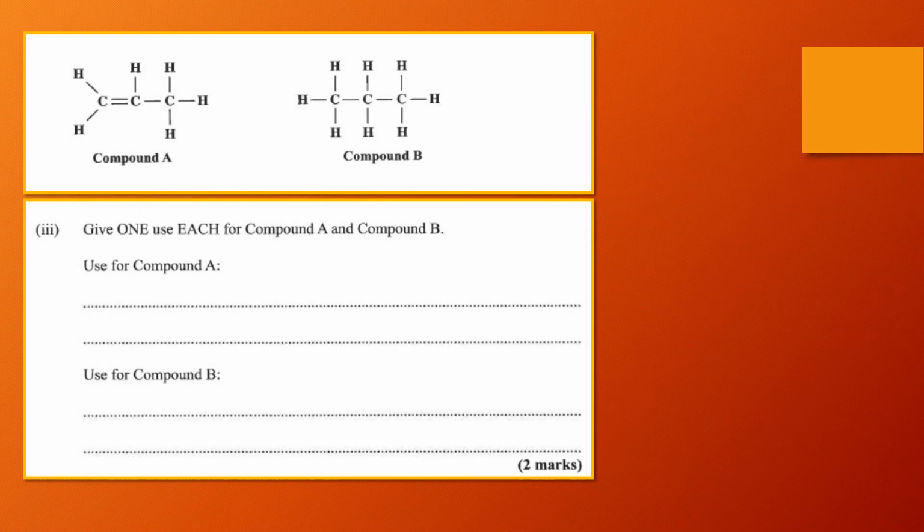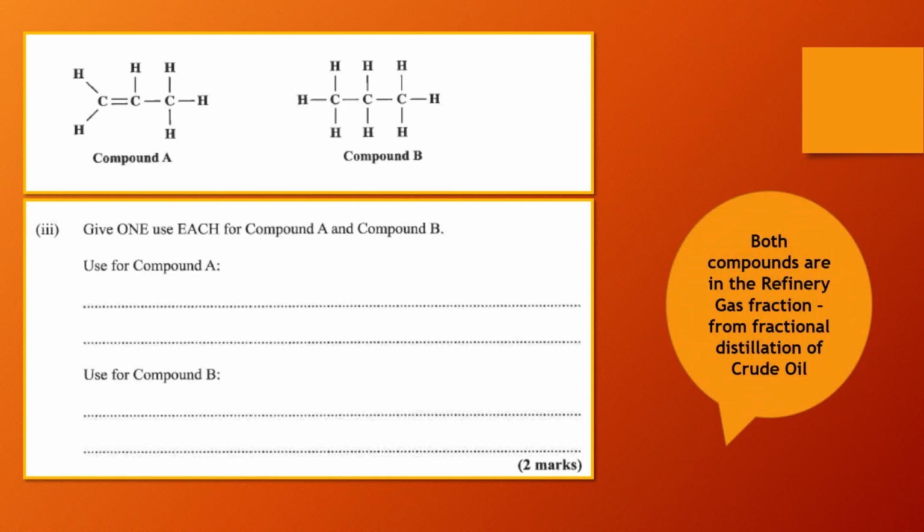Now the question continues, showing us the same 2 compounds, compounds A and B, and we're asked to give a use for each of those compounds. So it's good to recognize that compounds A and B would normally be found in the refinery gas fraction when we're distilling crude oil through fractional distillation. So generally any substance found in the refinery gas section can be useful as a fuel.